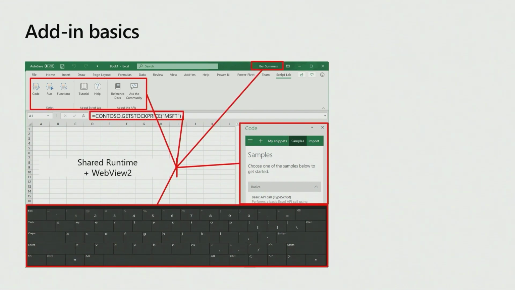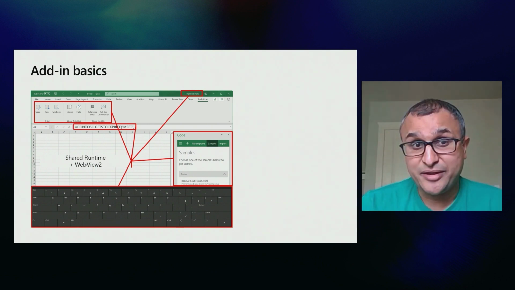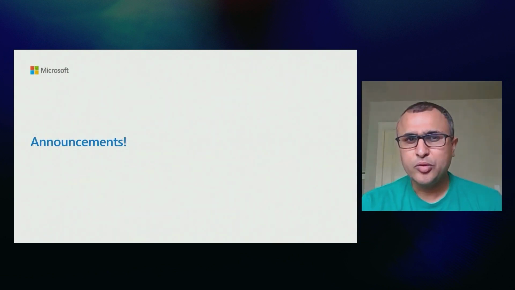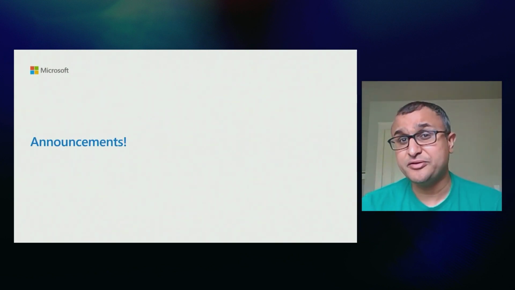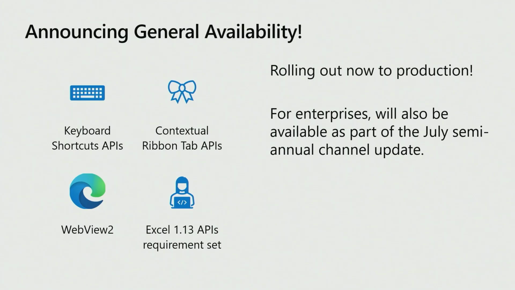And all of this is brought together through our shared runtime. Shared runtime enables a simplified developer experience where you can share state and components across each of these different capabilities. And now the shared runtime is powered by the WebView2 engine. And with that, we have a few announcements we wanted to share with you today. Super excited to say, hey, the keyboard shortcuts APIs, the contextual ribbon tab APIs, and the WebView2 engine are now available and rolling out to production.